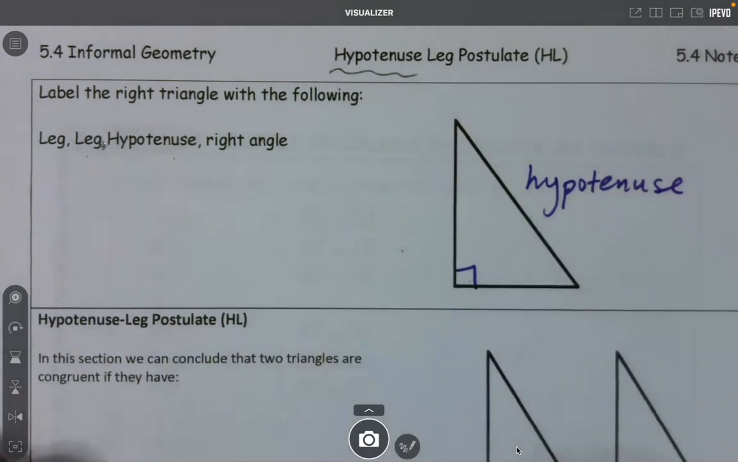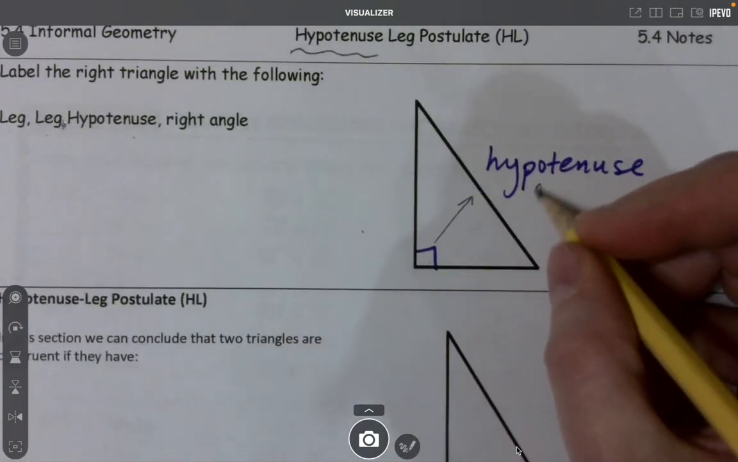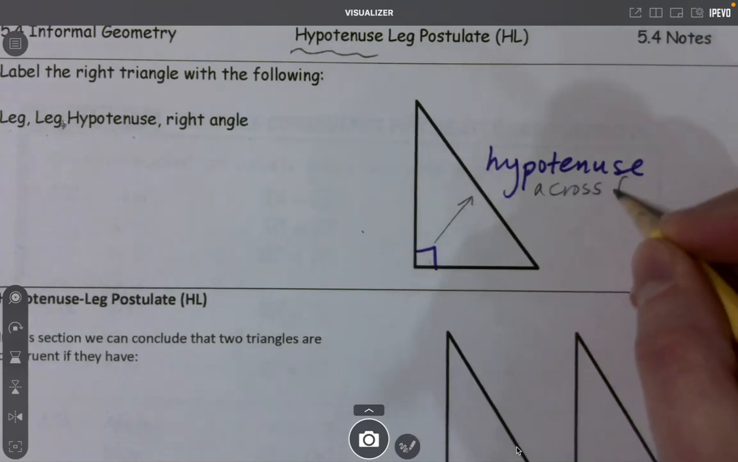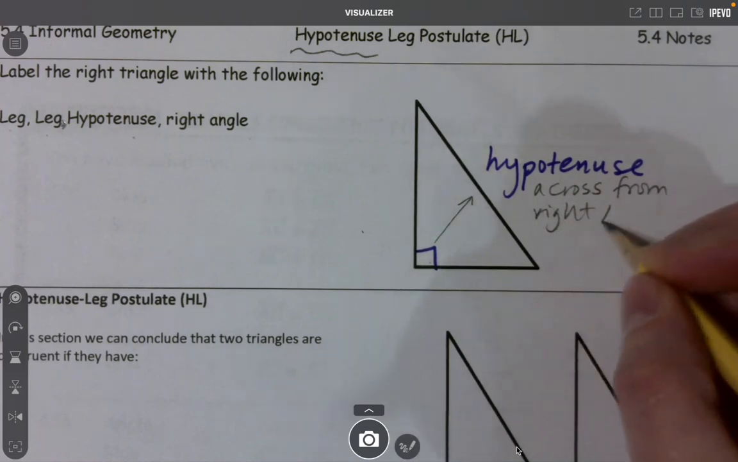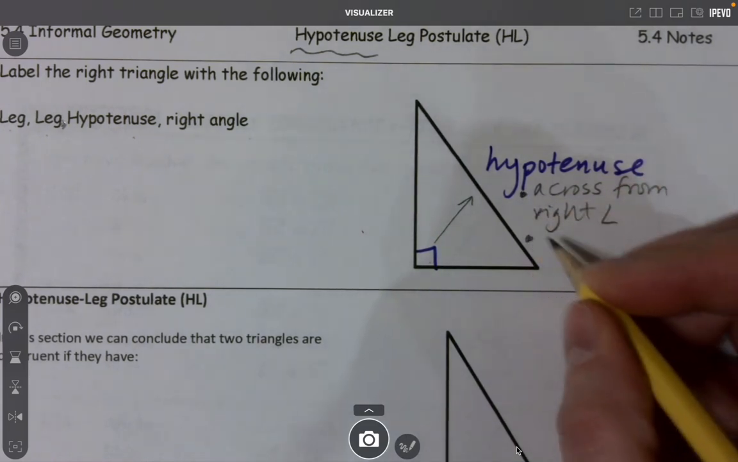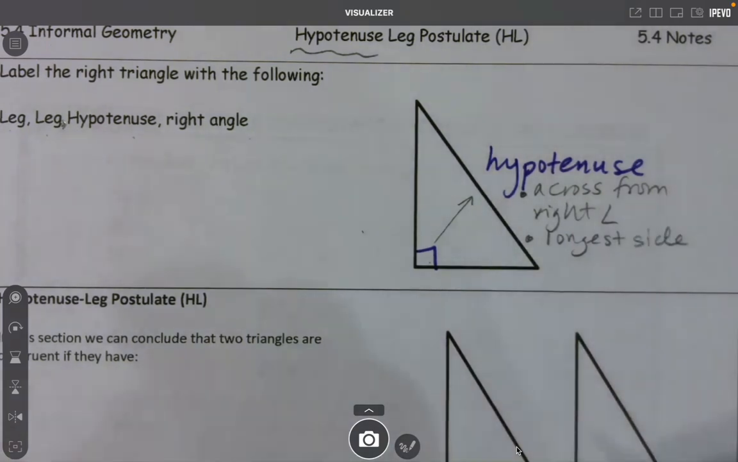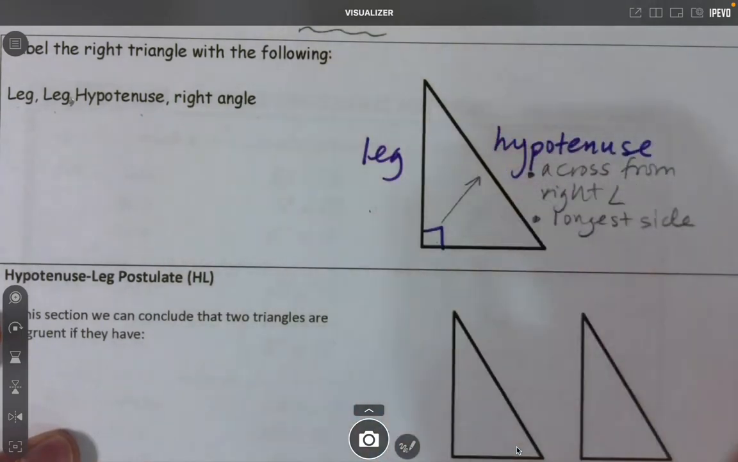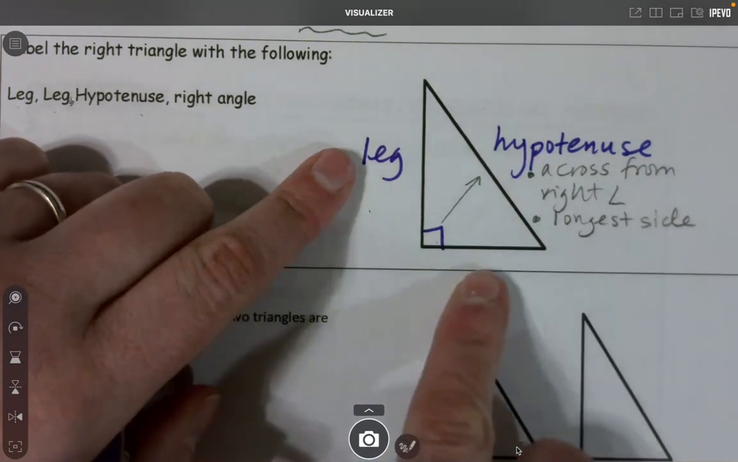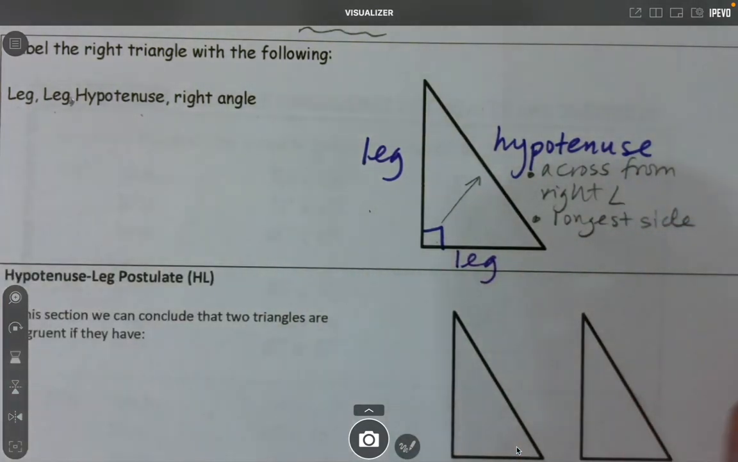And we're just going to write a couple notes in on that in case you've forgotten. So my hypotenuse is across from the right angle, and the longest side. The other two sides are called legs, and it doesn't matter. I mean, they're very interchangeable. I know when we do the Pythagorean theorem, we have a squared plus b squared equals c squared, and the a and the b can be either of these legs, and we can switch them around, and it doesn't matter. So they're just both legs.